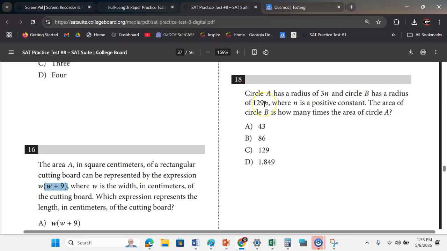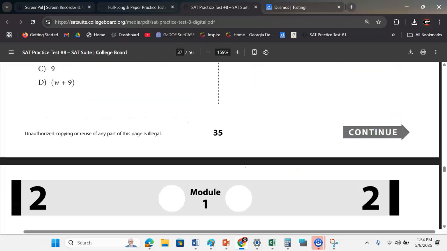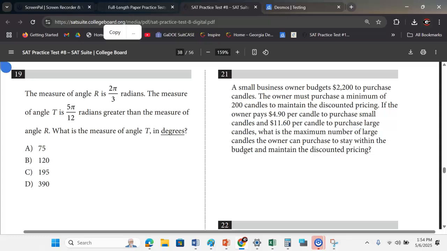What you could have alternatively done is divide 129 by 3, which is 43, and then square 43. So it would be 1849. So it's a little tricky there. You have to realize that the variable got squared.